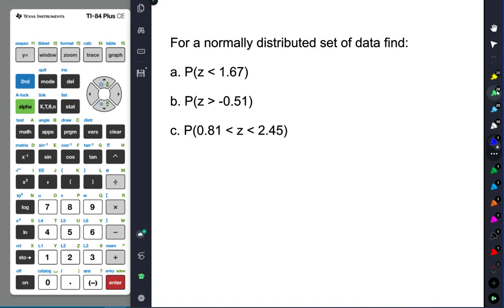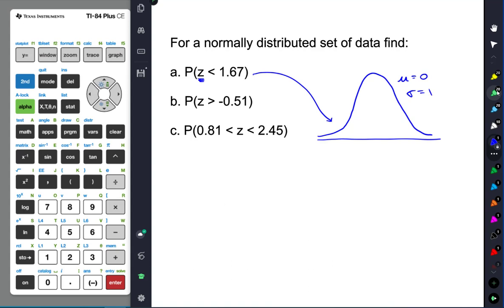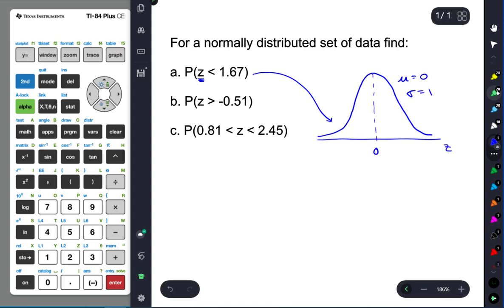So when you're looking for the probability of the variable z, that tells you that you're on a standard normal distribution. And the standard normal distribution, I'll just sketch one here, has a mean of 0 and a standard deviation of 1. That is what's meant by your standard normal distribution. So if you're calculating the probability of some z, which makes this a z-axis, that's what you'll use. Mu equals 0, standard deviation is 1. The mean is right in the center, of course.